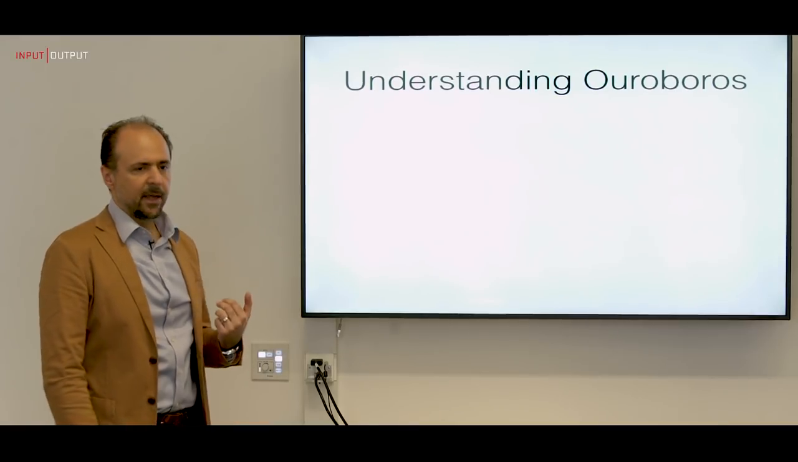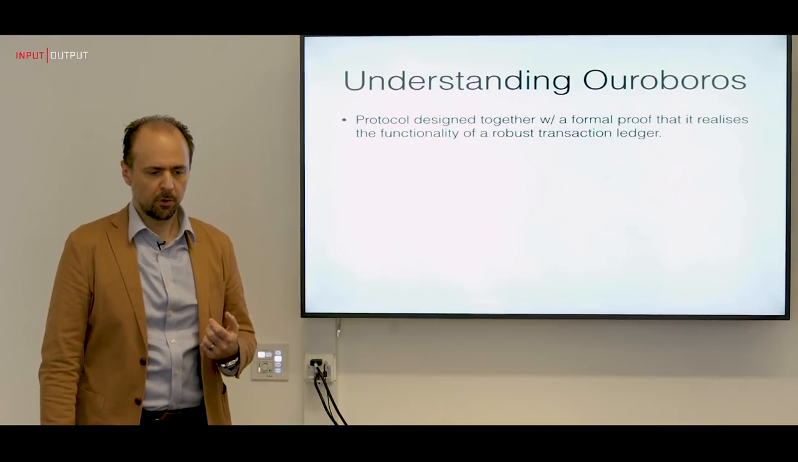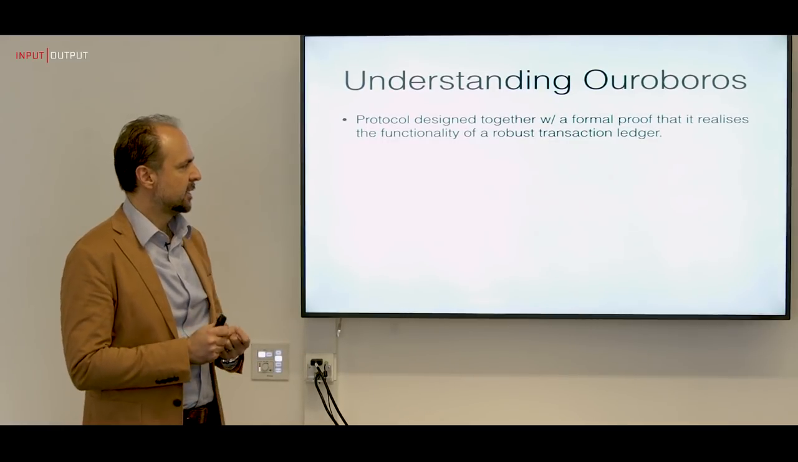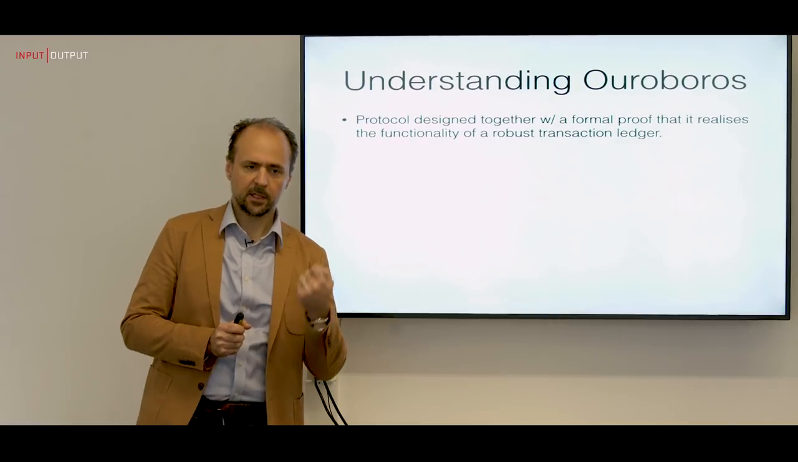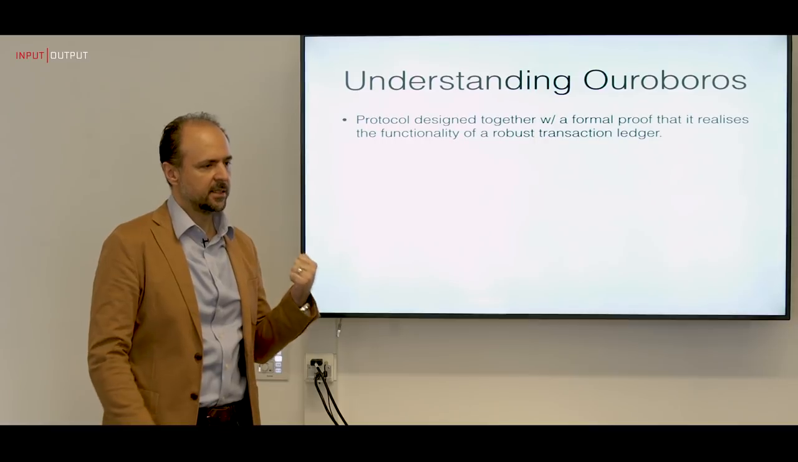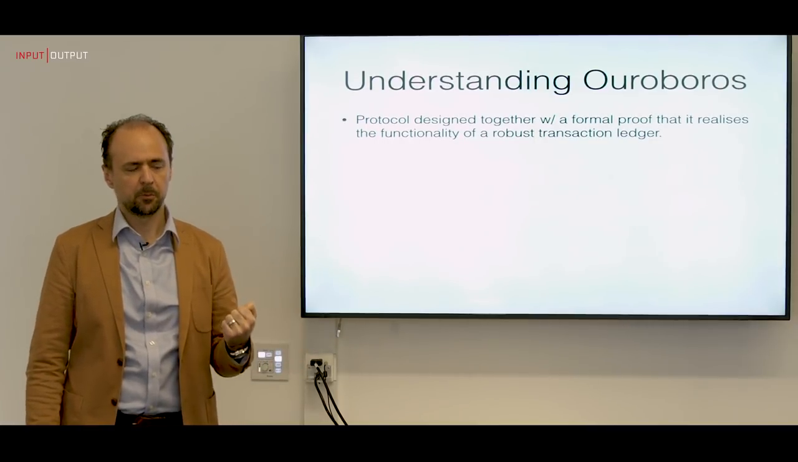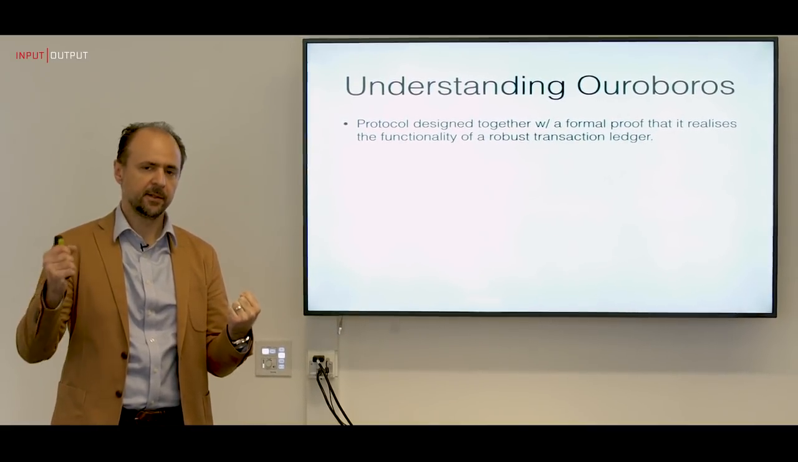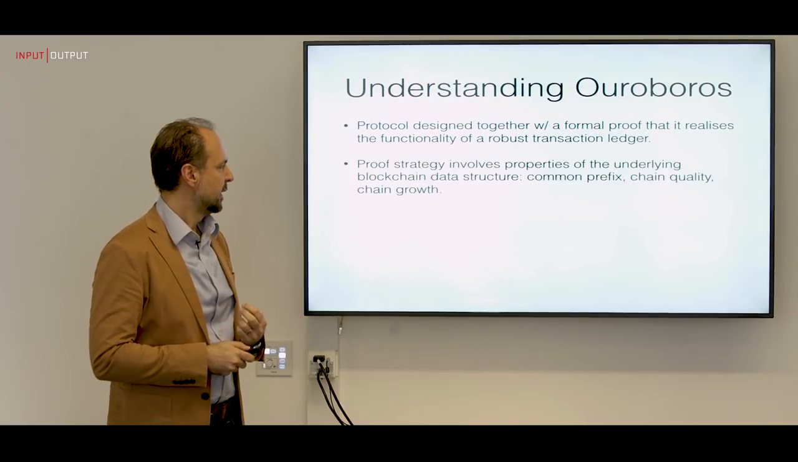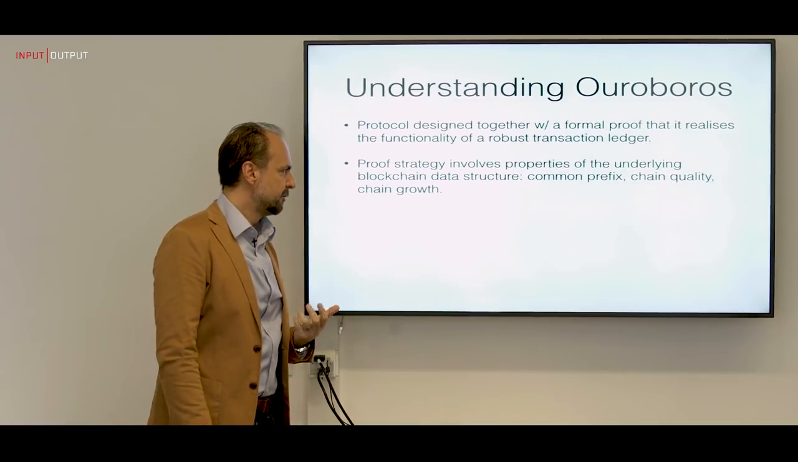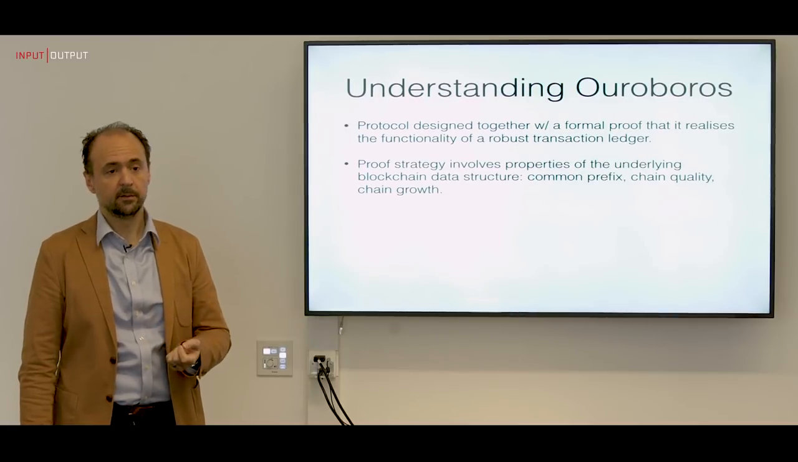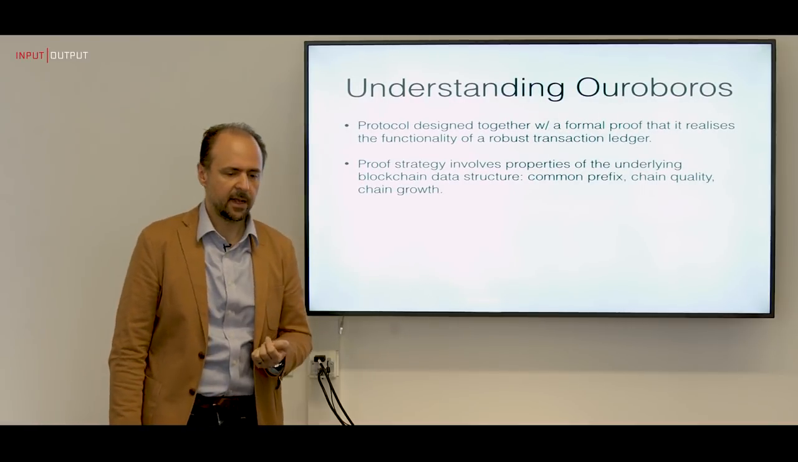So let's take a step back and see how the Ouroboros protocol works. The protocol was designed together with a formal proof that it realizes the functionality of a robust transaction ledger. And that's one of the fundamental distinctions that was put in place in the design of the protocol. So we designed the protocol together with a proof that it is capable of realizing a distributed ledger. The proof strategy involves properties of the underlying blockchain data structure, and these are properties that are shared with the Bitcoin proof-of-work analysis.